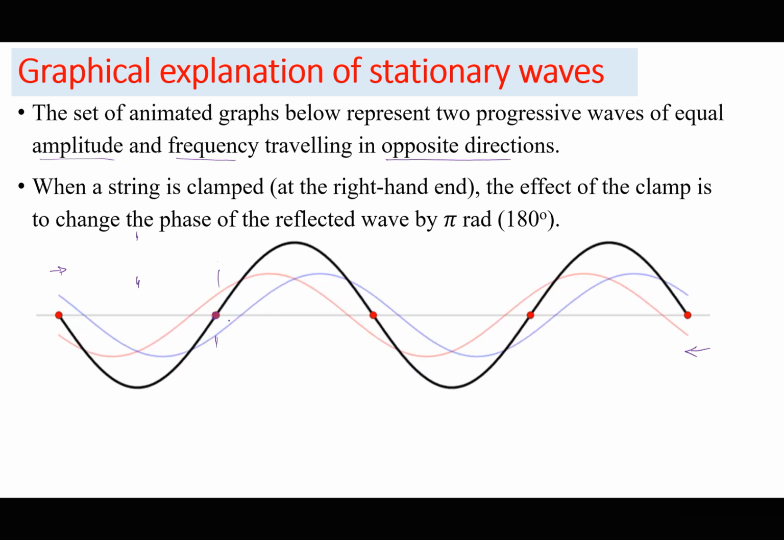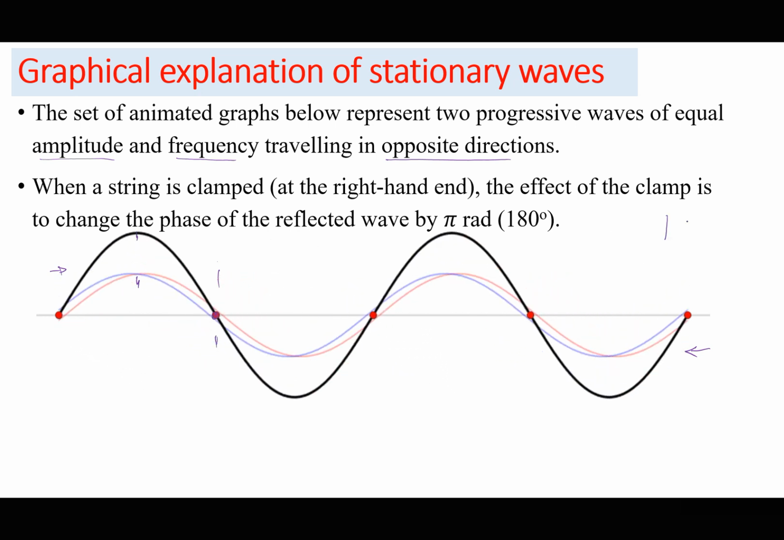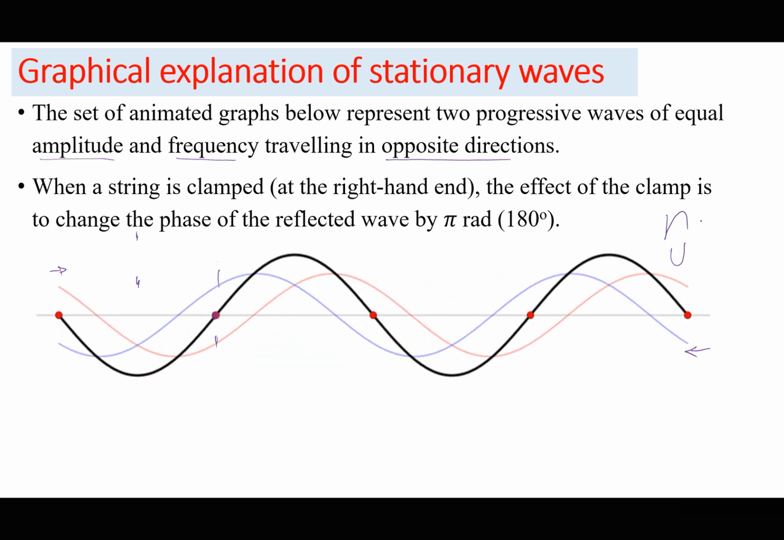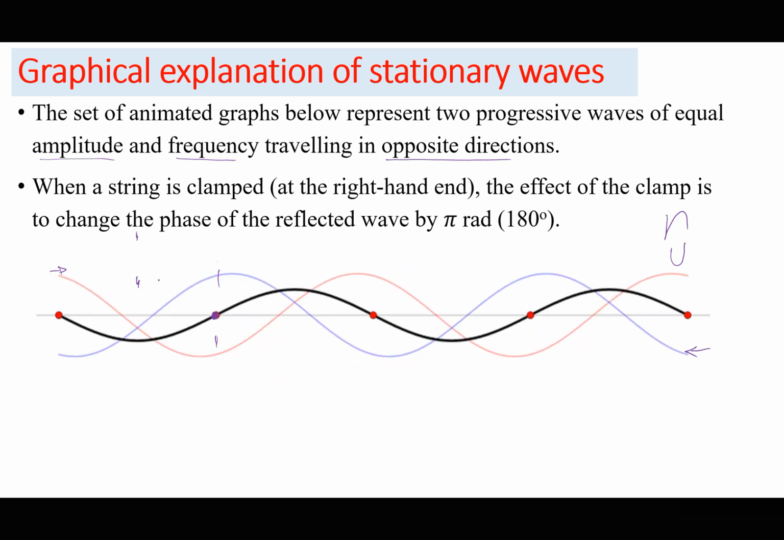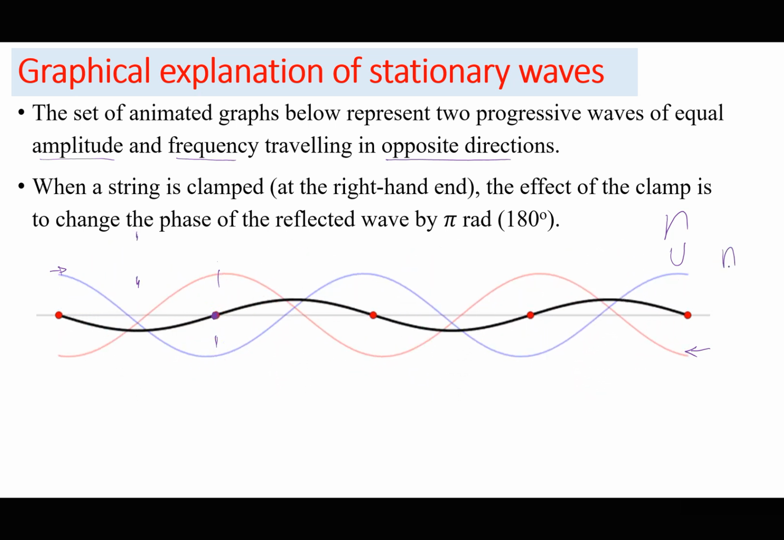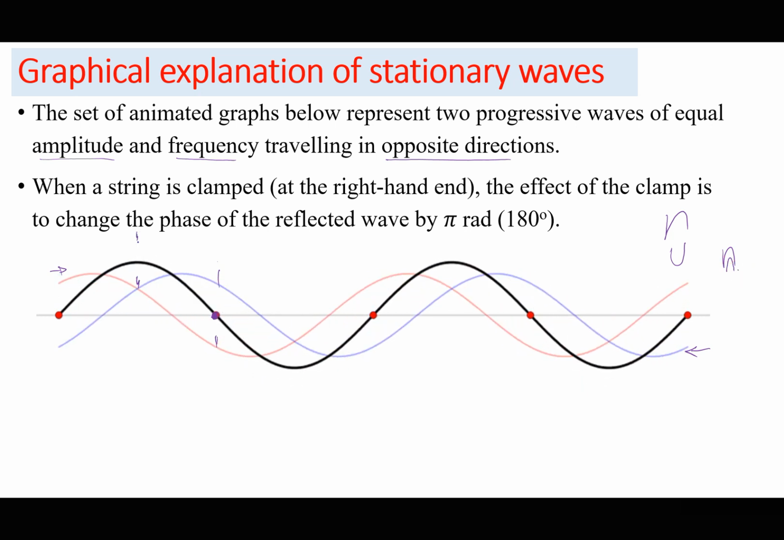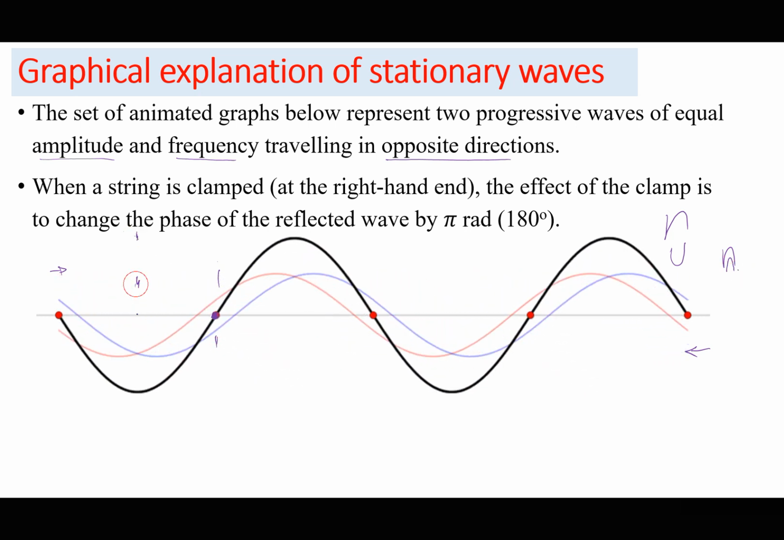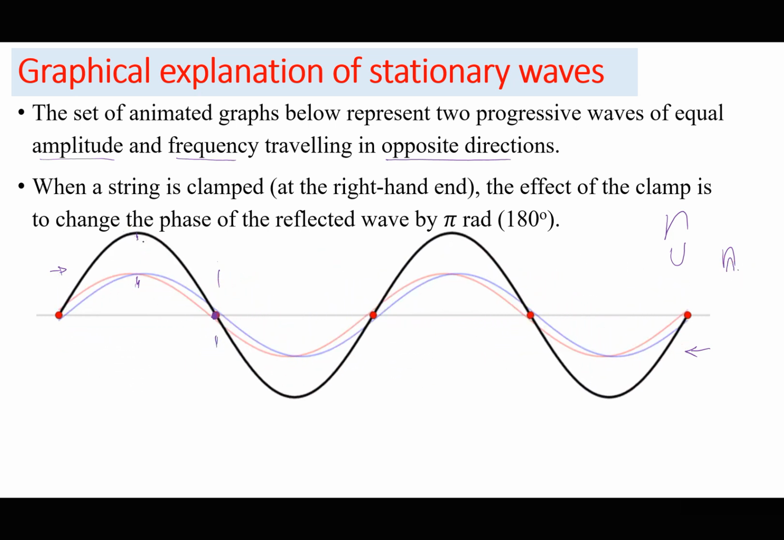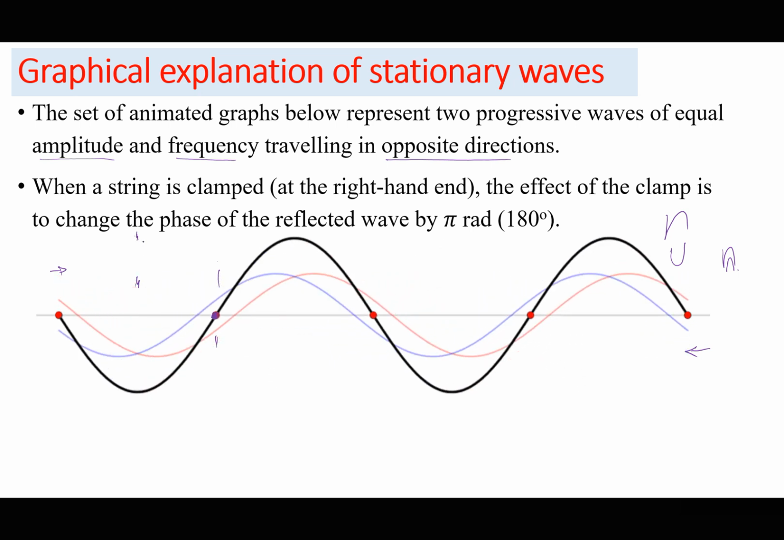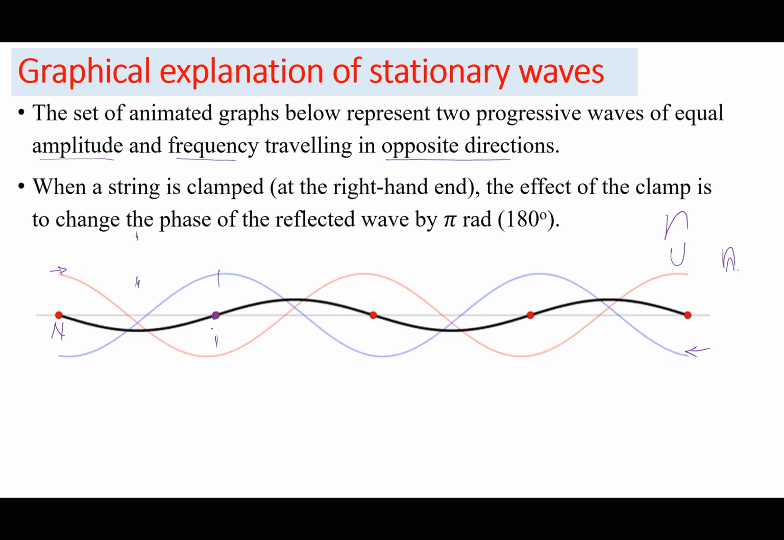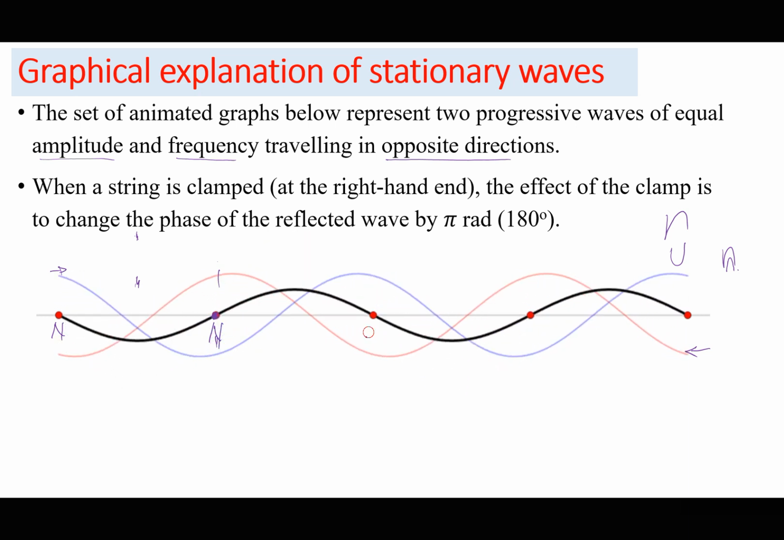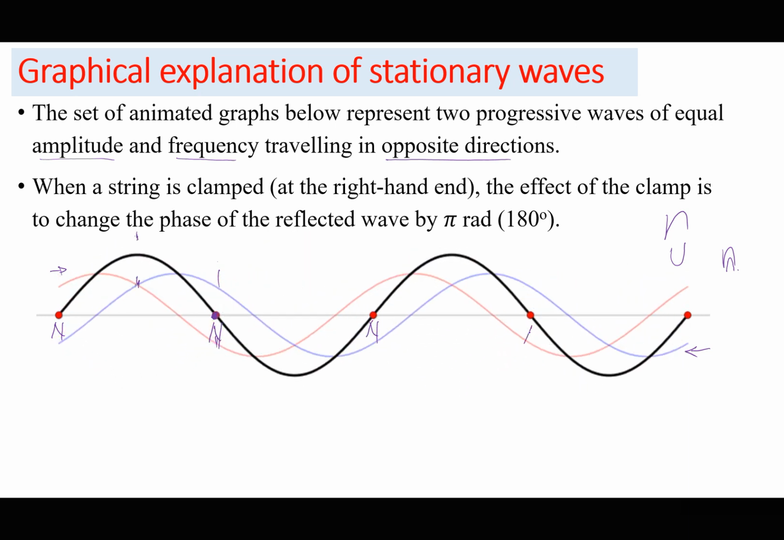So whenever there is a crest aligning with a trough, we shall have zero amplitude. That is the resultant. And whenever we have a crest of blue aligned with a crest of red, we have maximum amplitude. That's what we are seeing at this point here. So this is what we call the formation of a stationary wave. And I've said here we shall have places where particles are permanently at rest. On the resultant wave, this is where we have the nodes.